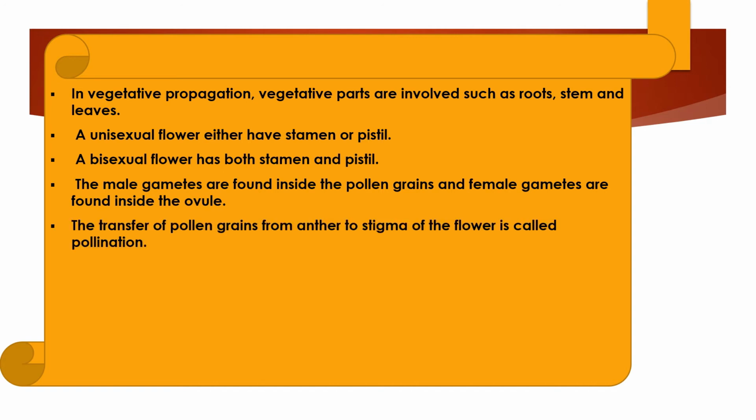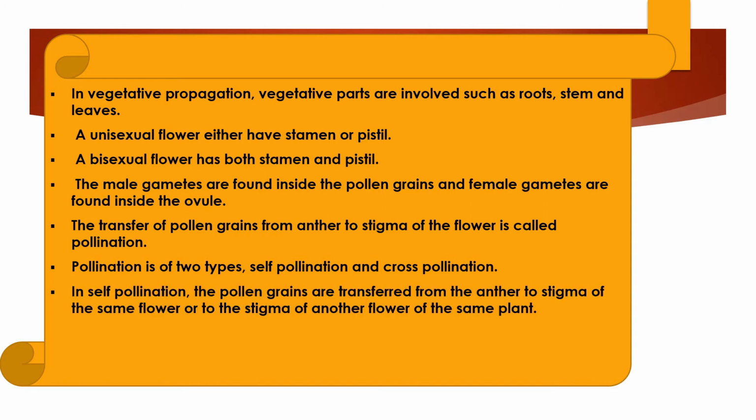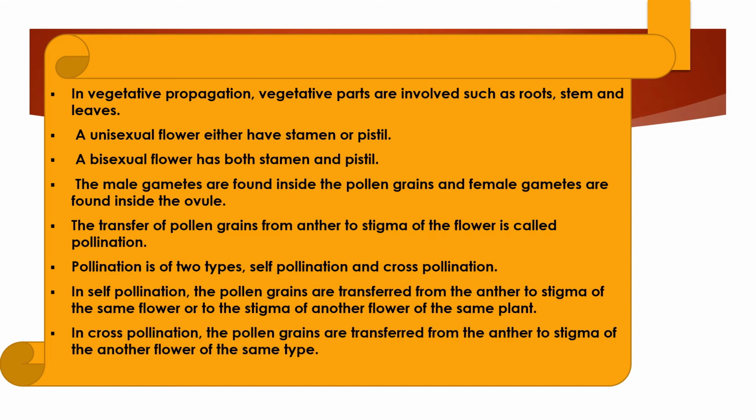The transfer of pollen grains from anther to stigma of the flower is called pollination. Pollination is of two types, self-pollination and cross-pollination. In self-pollination, the pollen grains are transferred from the anther to stigma of the same flower or to the stigma of another flower of the same plant. In cross-pollination, the pollen grains are transferred from the anther to stigma of another flower of the same type.